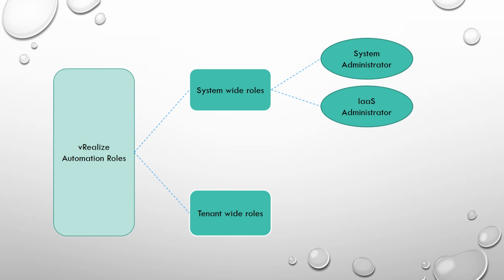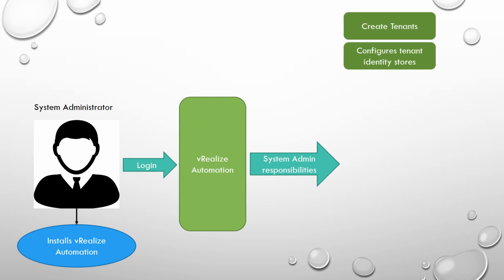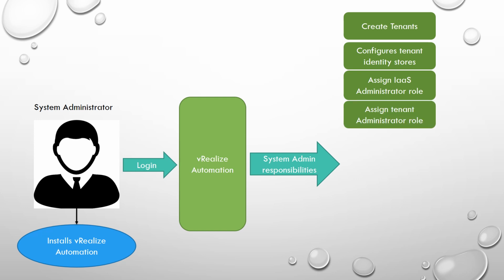System-wide roles are, first, the system administrator. This is the person that will install vRealize Automation as well as ensure its availability to other users. Its total set of responsibilities: it creates tenants, configures tenant identity stores, assigns the IaaS administrator role, assigns the tenant administrator role, and configures the system's default branding.